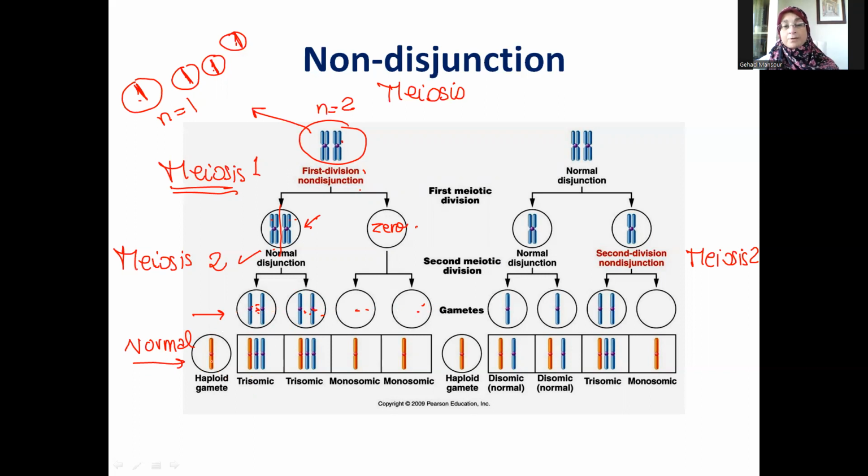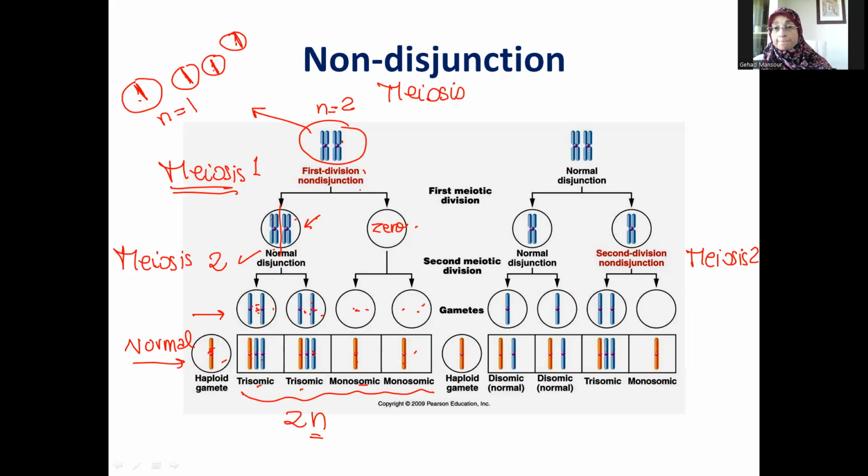So here we would have 1 plus 2, 3, 1 plus 2, 3, 1 plus 0, 1, and 1 plus 0, 1. All these are abnormal because these are results of fertilization. They should all be 2n. So here we have 3n, which is trisomy, 3n, which is trisomy, 1n and 1n, which are monosomy.